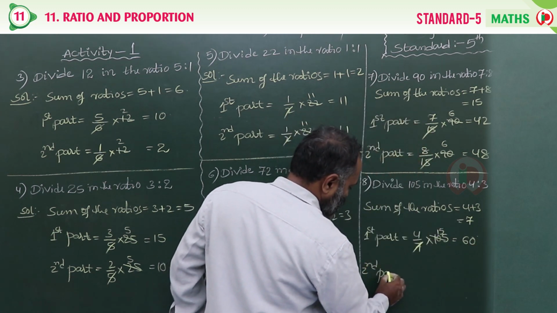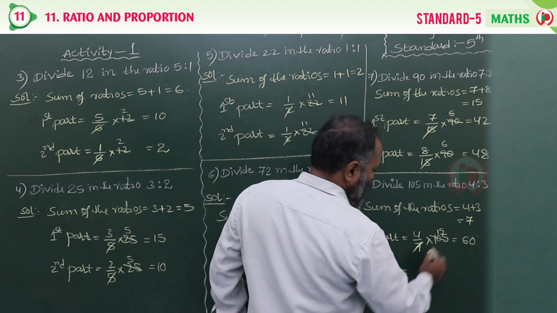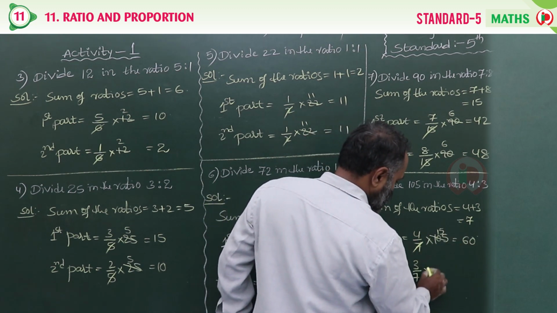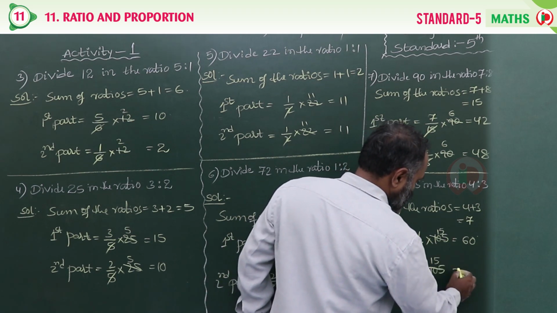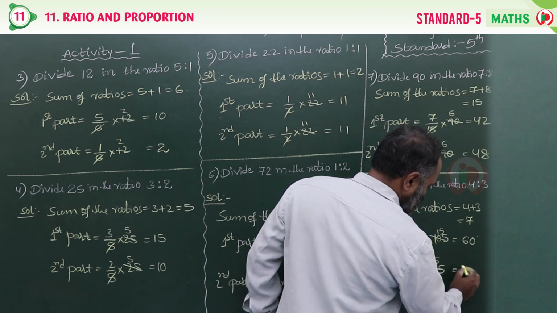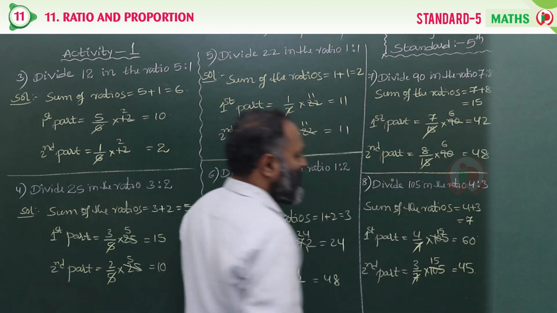Second part means 3 by 7 into 105. 7 ones are 7, 7 fifteens are 105, so 3 fifteens are 45. So these are the parts.